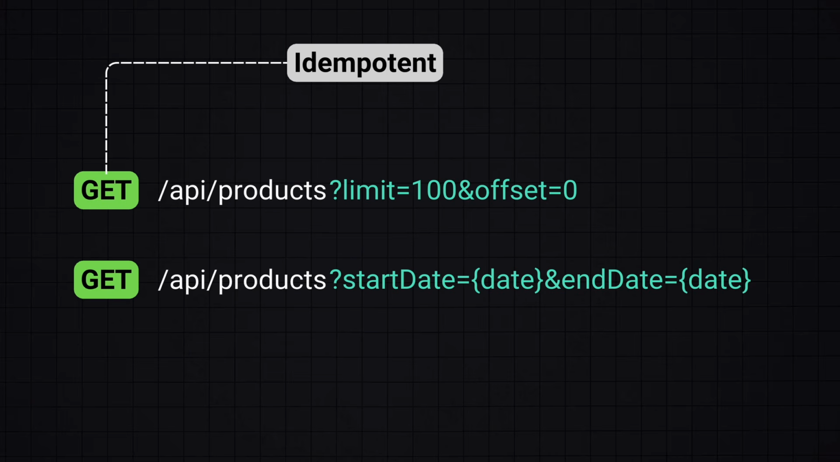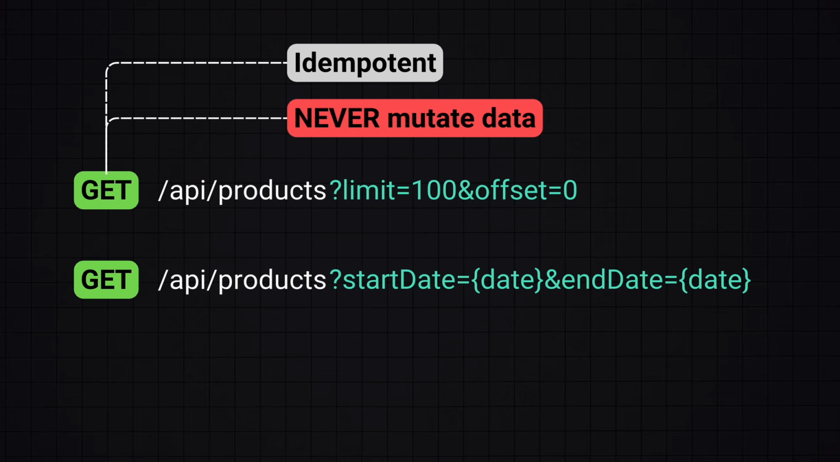A well-designed GET request should be idempotent, meaning calling it multiple times doesn't change the result, and it should always return the same result. GET requests should never mutate data; they are meant only for retrieval. If you need to update or create data, you need to do a PUT or POST request.